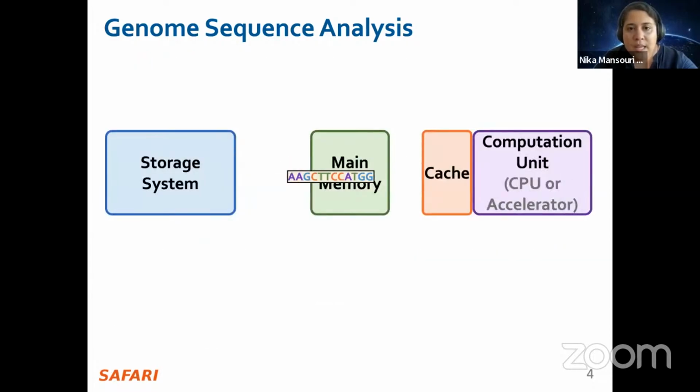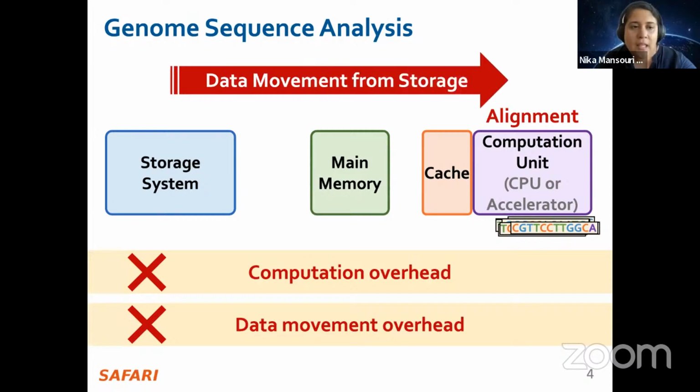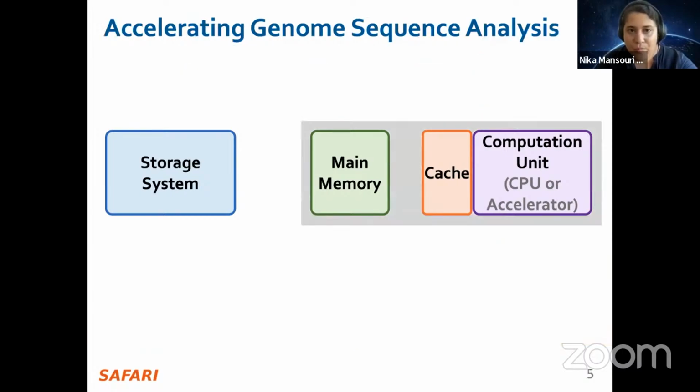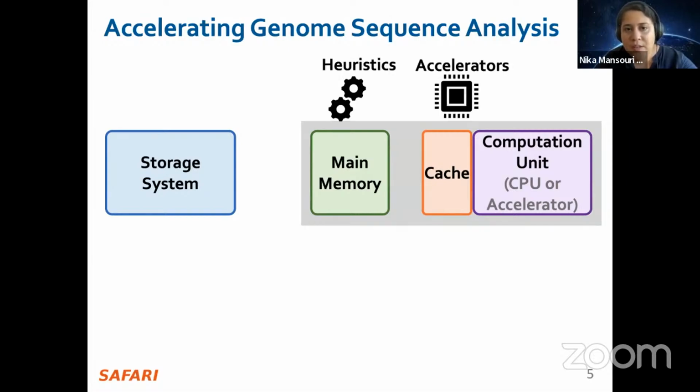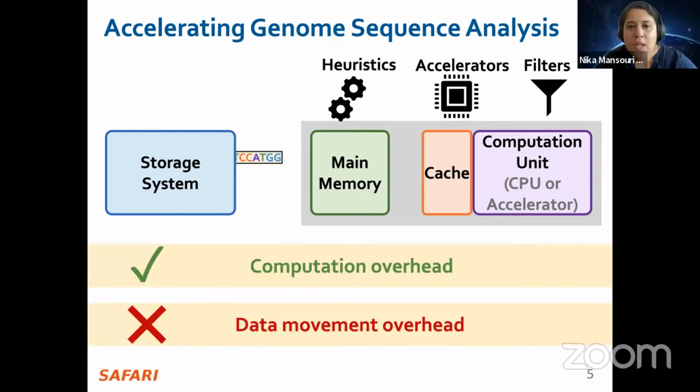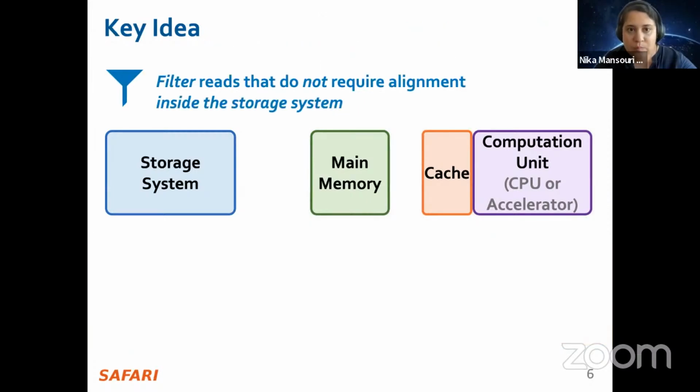Read mapping performs alignment on large genomic datasets containing millions of reads. Therefore, read mapping is both computationally expensive and incurs high data movement overhead from storage. There has been significant effort into improving read mapping performance through efficient heuristics, hardware accelerators, and various filters that prune reads that do not require expensive computation. While these approaches address computation overhead in read mapping, none of them alleviate data movement overhead from storage, whose impact becomes even larger when the computation overhead gets alleviated.